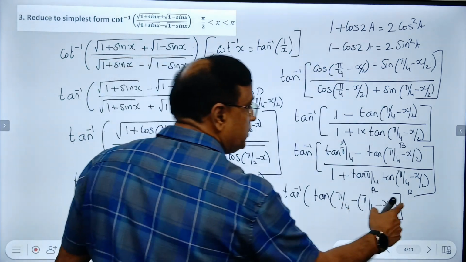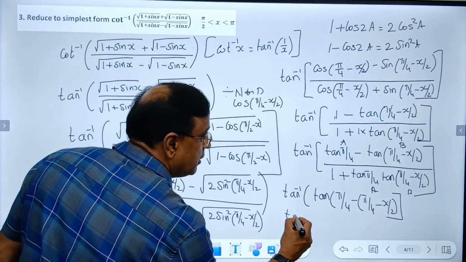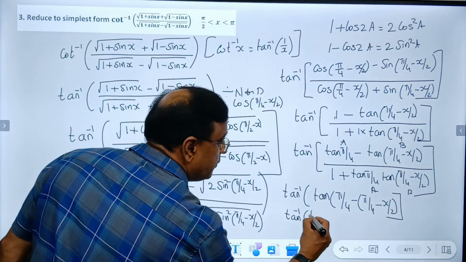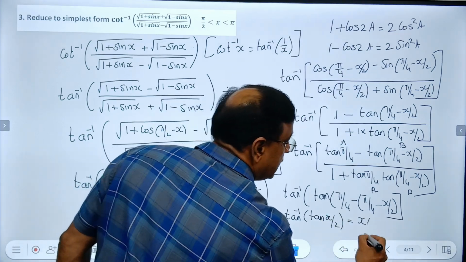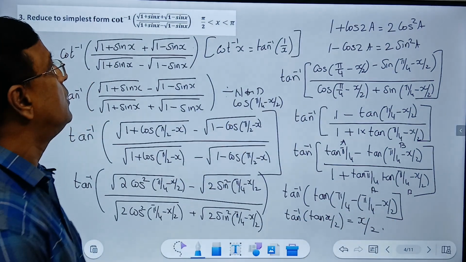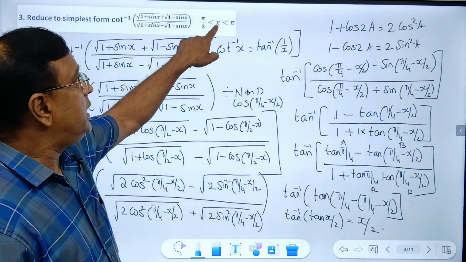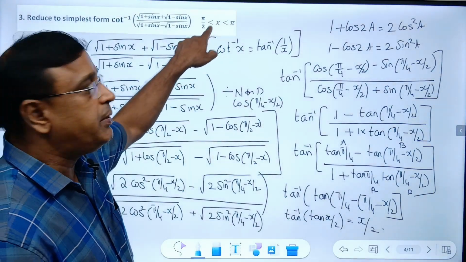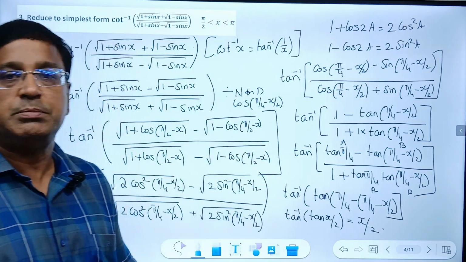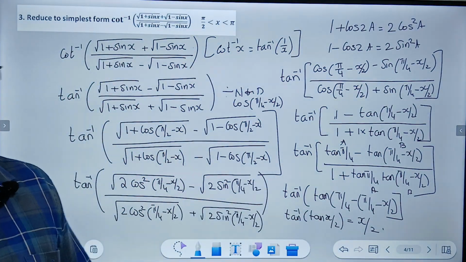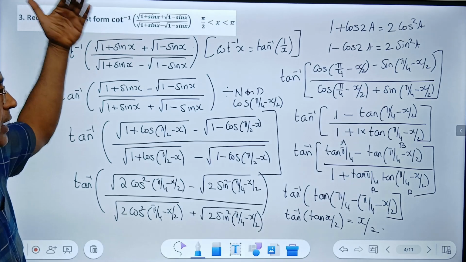Now when you open the bracket, what will happen? You get tan inverse of tan x by 2, which is nothing but x by 2. X lies between pi by 2 and pi. X by 2 will lie between pi by 4 and pi by 2, which is very much in the principal range. So it will definitely work. So this problem can be done like this also.